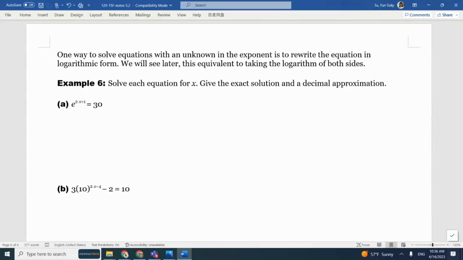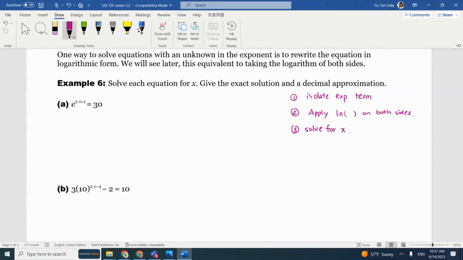So we want to solve equations involving exponential expressions or logarithmic expressions, right? The first thing is you always isolate the exponential term. And the second thing, to get rid of the exponential term, you apply ln on both sides. And then you can solve for x. So these are the steps.